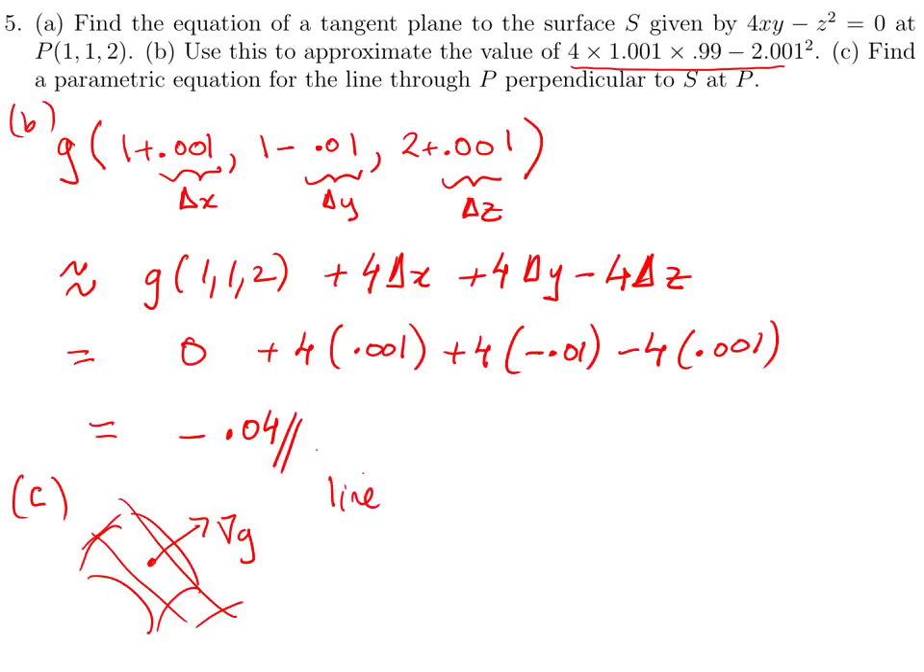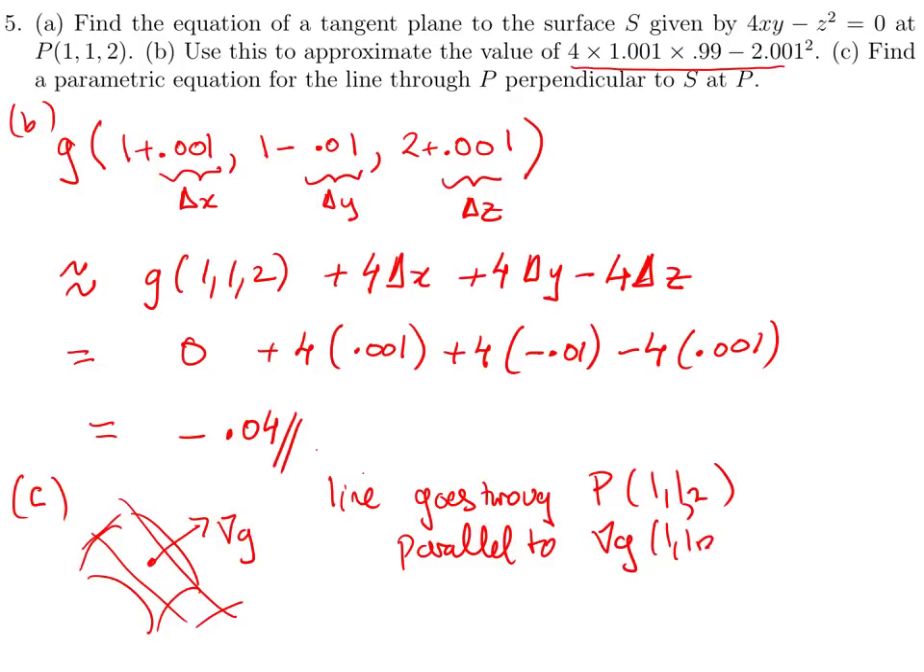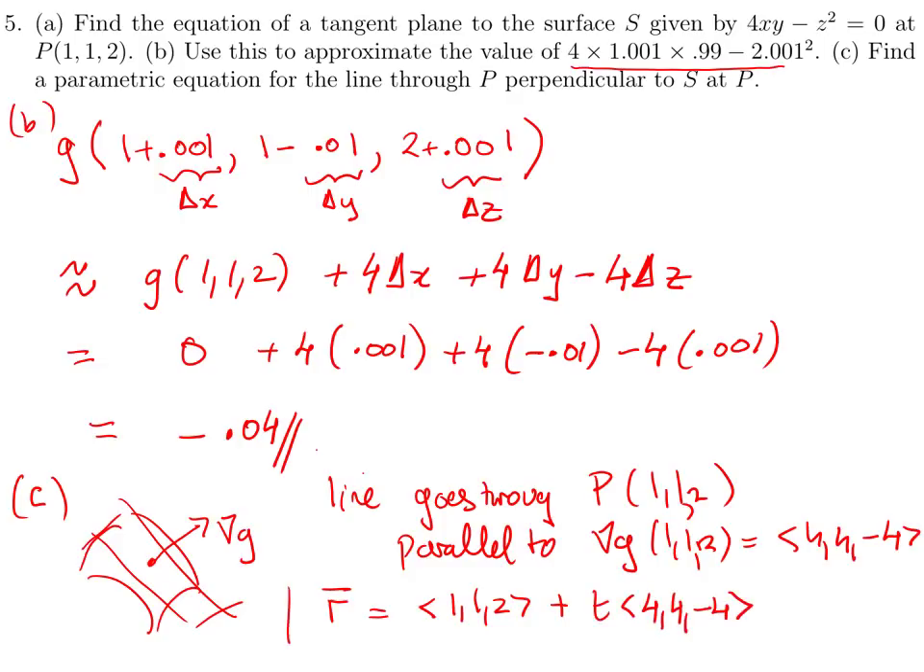So the line goes through point P, which has coordinates 1, 1, 2, and is parallel to the gradient of G at this point 1, 1, 2, which we calculated and have used many times as 4, 4, minus 4. And so the parametric equation of a line like that is just r equals (1, 1, 2) plus p times (4, 4, -4). Okay, so that was quite straightforward.